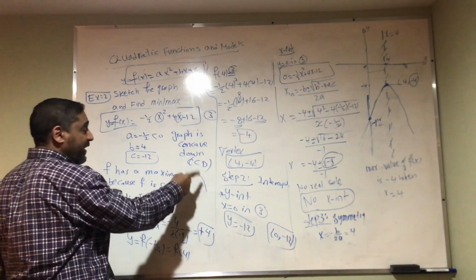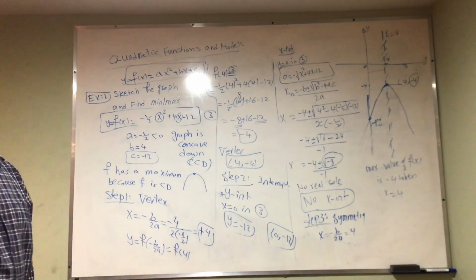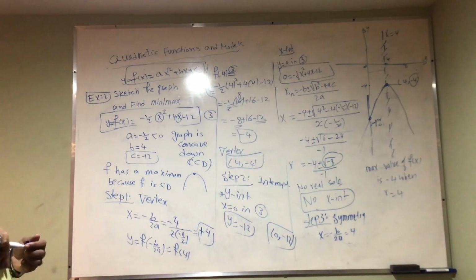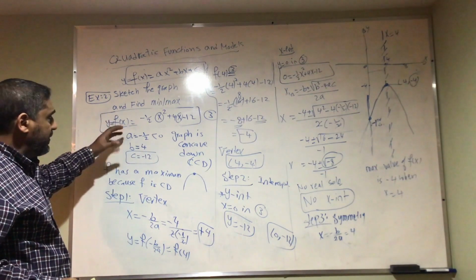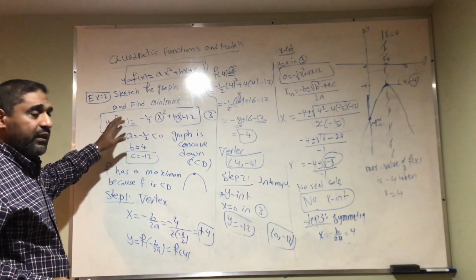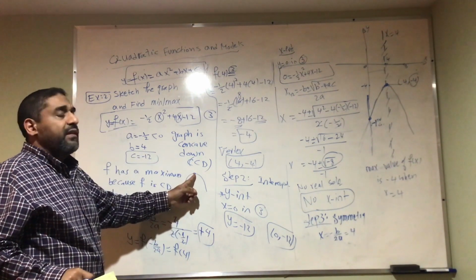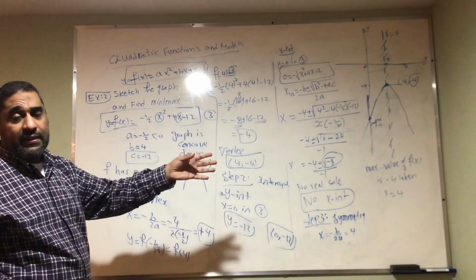Again, why do we have a maximum? Because the graph is concave down. All right, guys? So that is example number 3 here. Let me summarize what I did. Again, that is what is given to us. Step number 1, you figure out whether the graph is concave up or concave down. Because if the graph is concave down like this, then it has a maximum. If it's concave up, then it has a minimum.